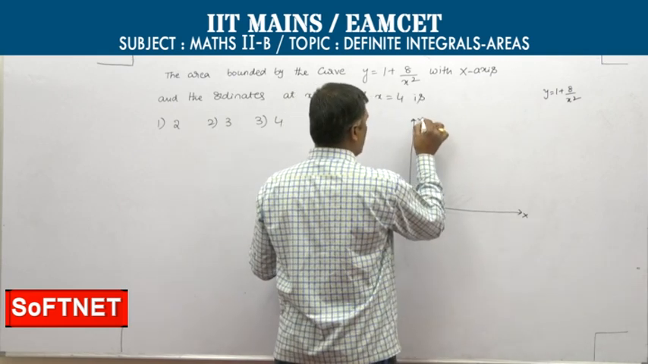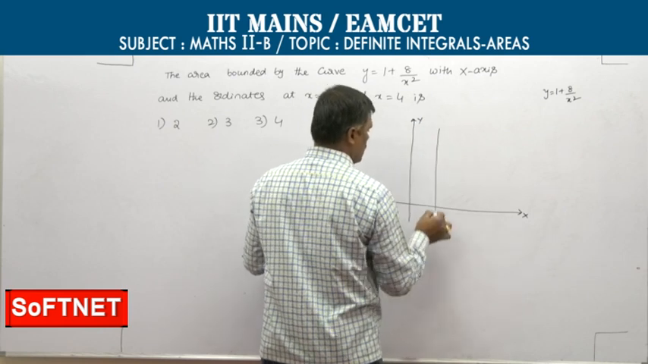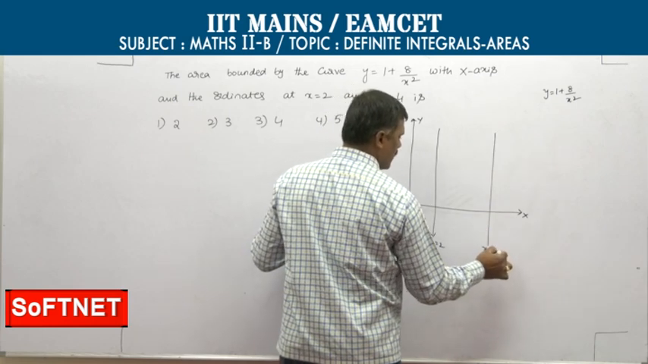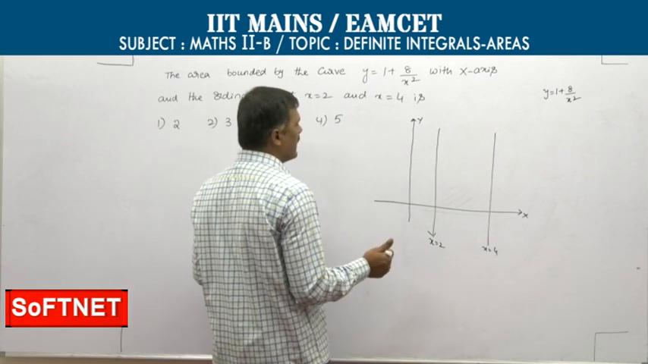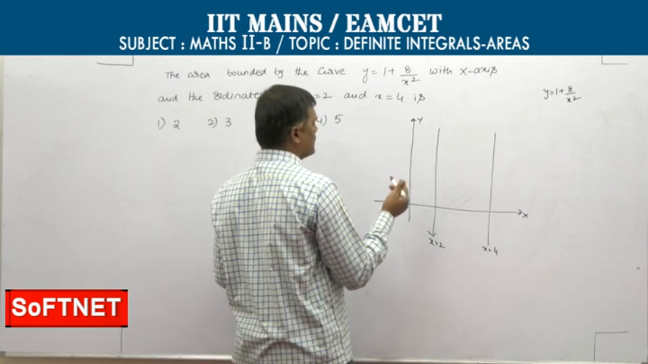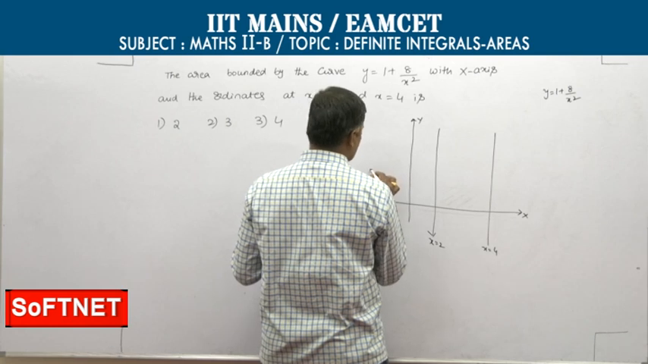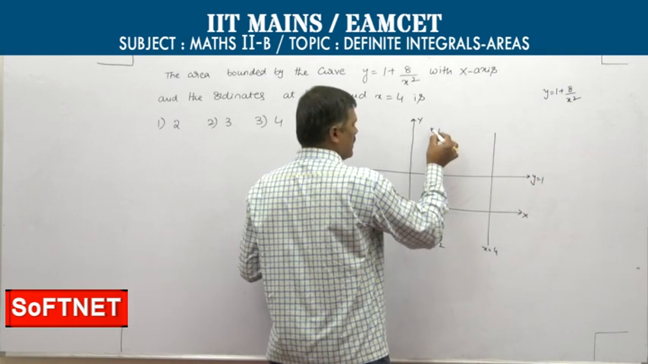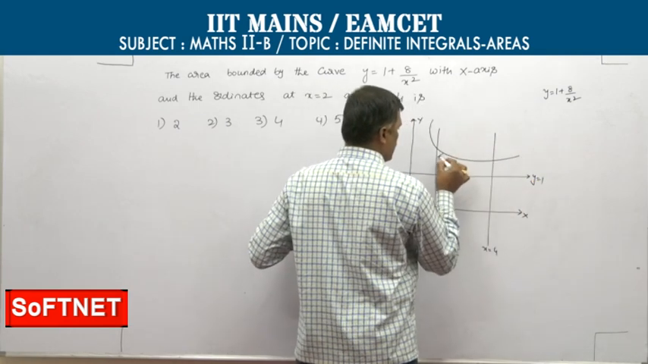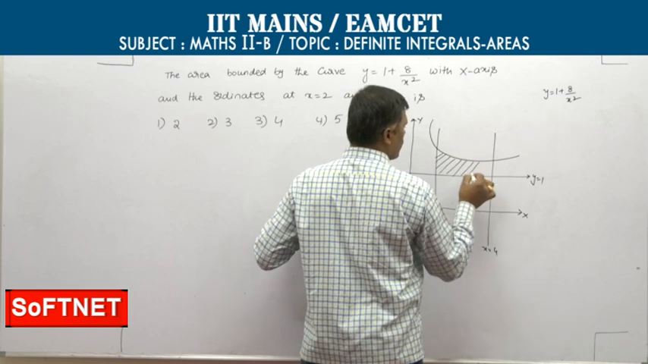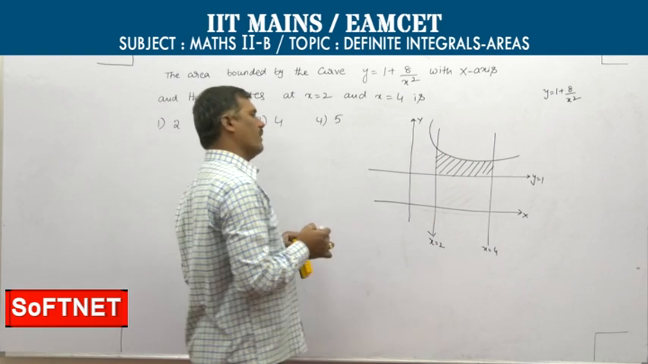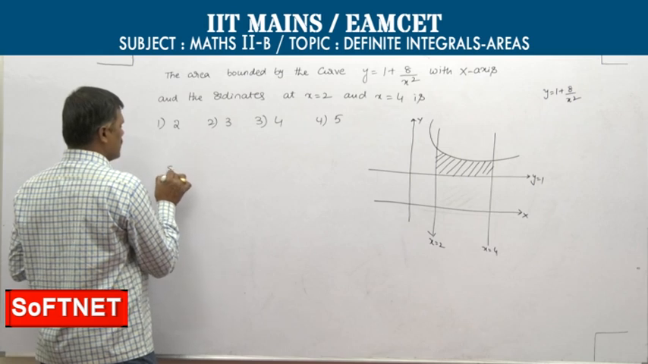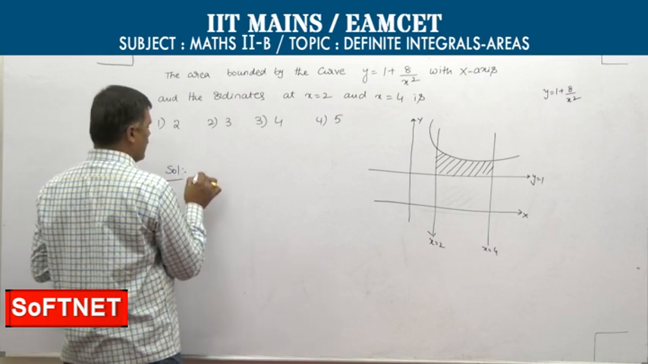X-axis and y-axis. This is x is equal to 2, x is equal to 4 lines. In y is equal to 1 plus 8 by x square, y equal to 1 here is parallel to x-axis, and this is the given curve y is equal to 1 plus 8 by x square. So its area is the required area.